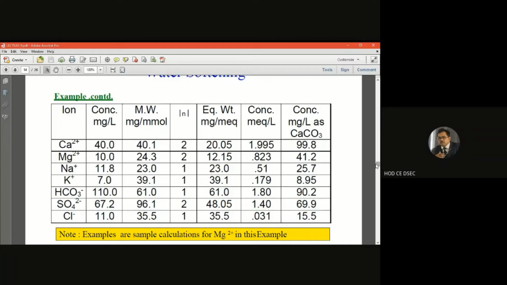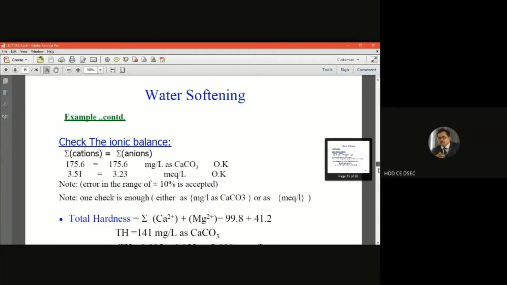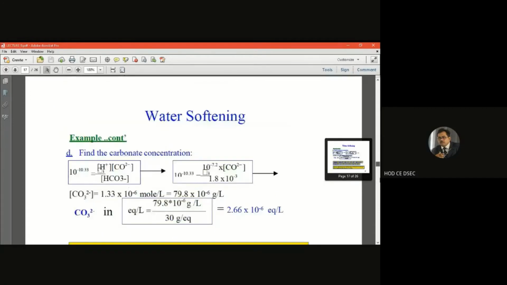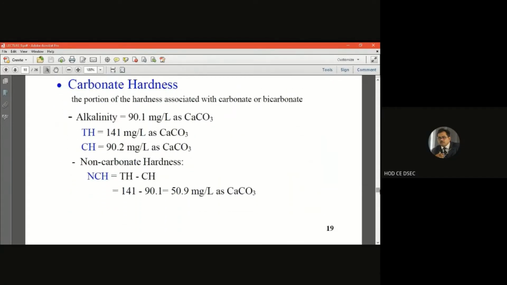As you know, the carbonate hardness is the temporary hardness, and that is due to the ion present, HCO3 minus 1. So you take 90.2, which has been tabulated in this table. So we can write here that the carbonate hardness is 90.1 as CaCO3. Total hardness, we have already found, is 141 milligram per liter as CaCO3.